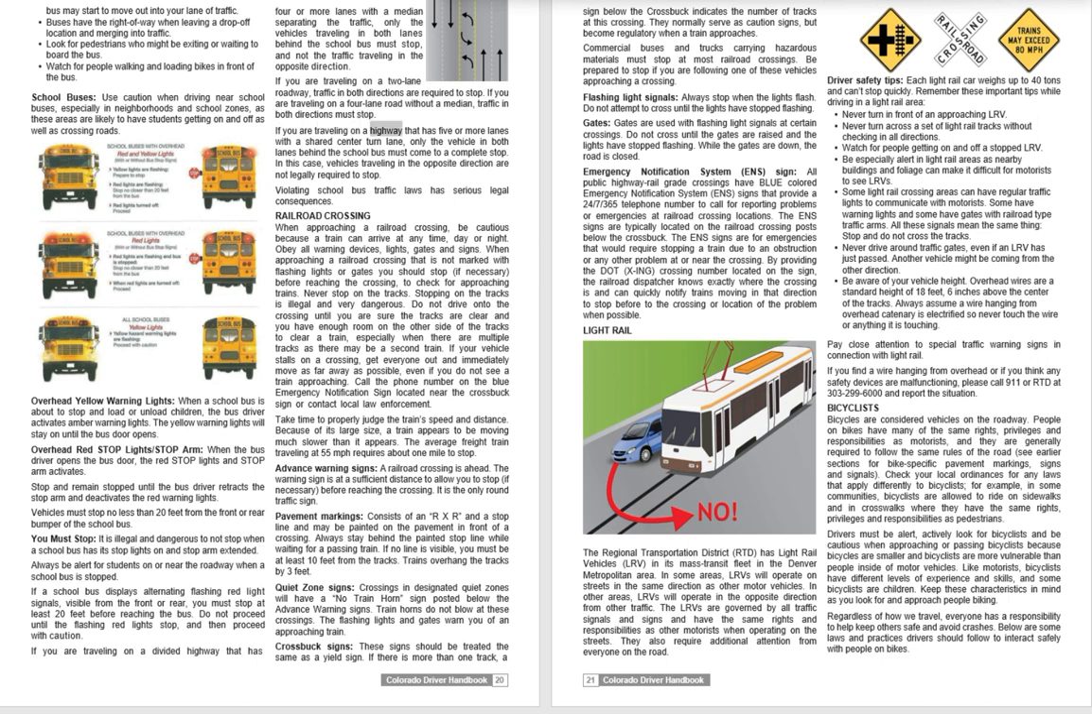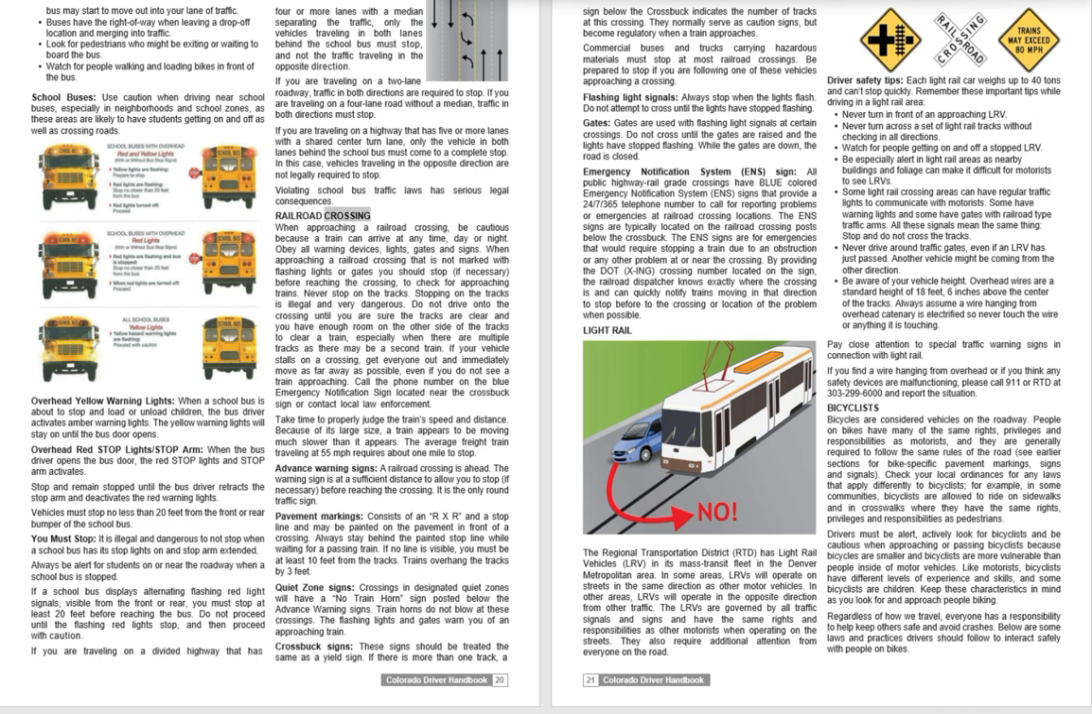If you are traveling on a highway that has five or more lanes with a shared center turn lane, only the vehicles in both lanes behind the school bus must come to a complete stop. In this case, vehicles traveling in the opposite direction are not legally required to stop. Violating school bus traffic laws has serious legal consequences.